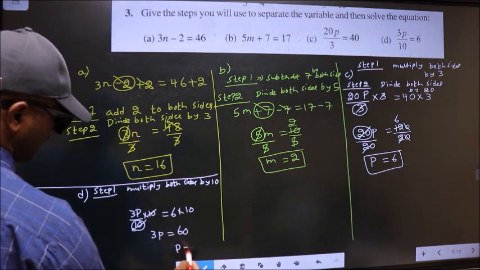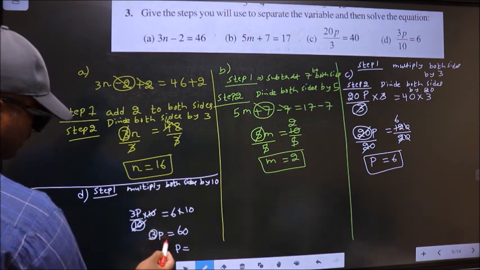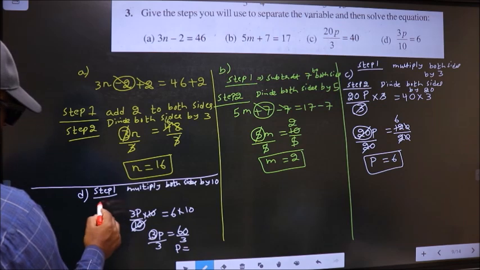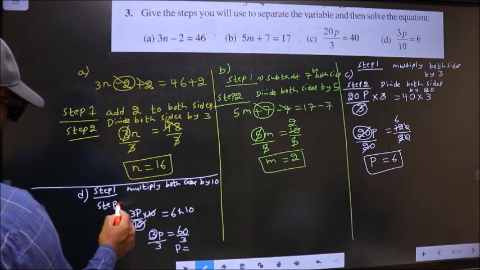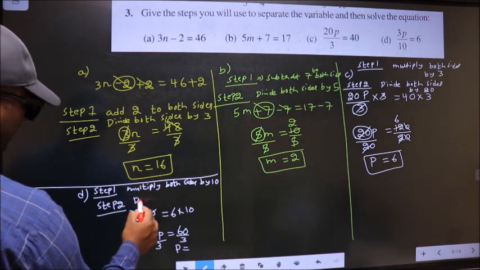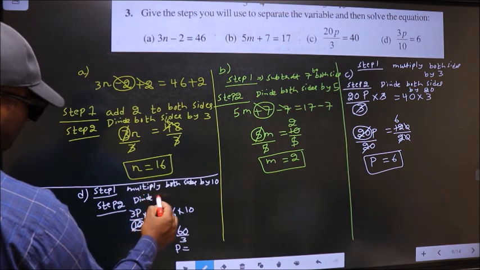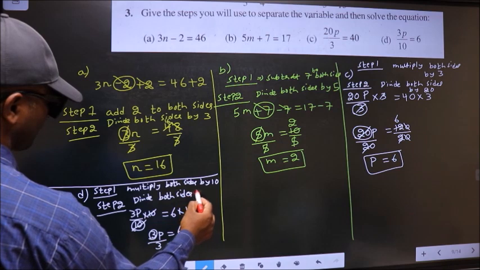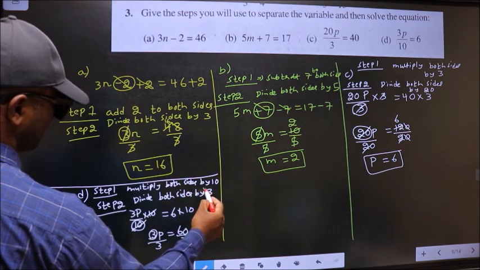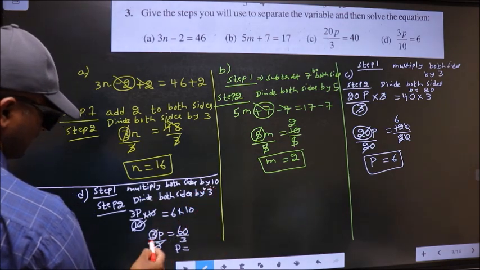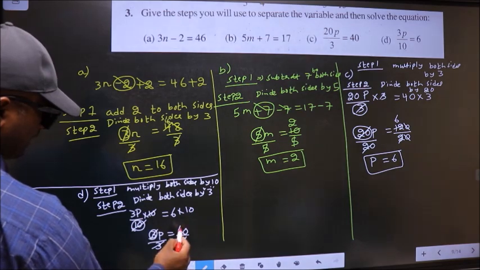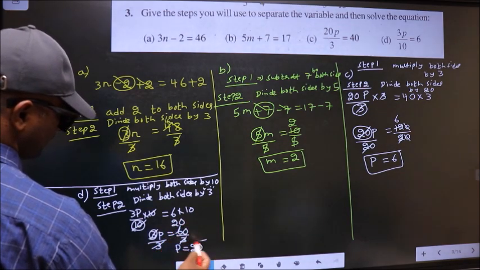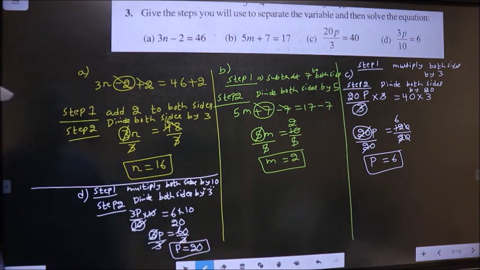Now to get p value, we should remove 3. To remove 3, you should divide by 3 on both sides. So your step 2 is divide both sides by 3. So now this cancels out, you get p equal to 3 ones, 3 twos, 0 as it is, 20. So p equal to 20 is our answer.